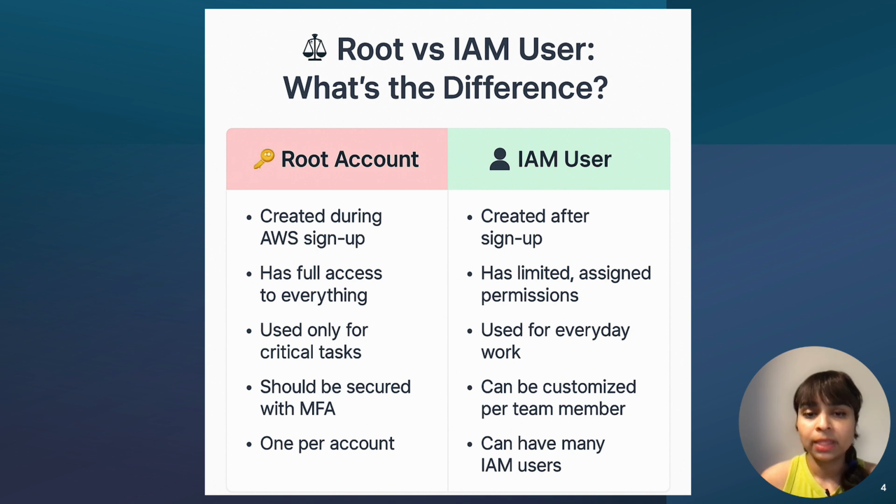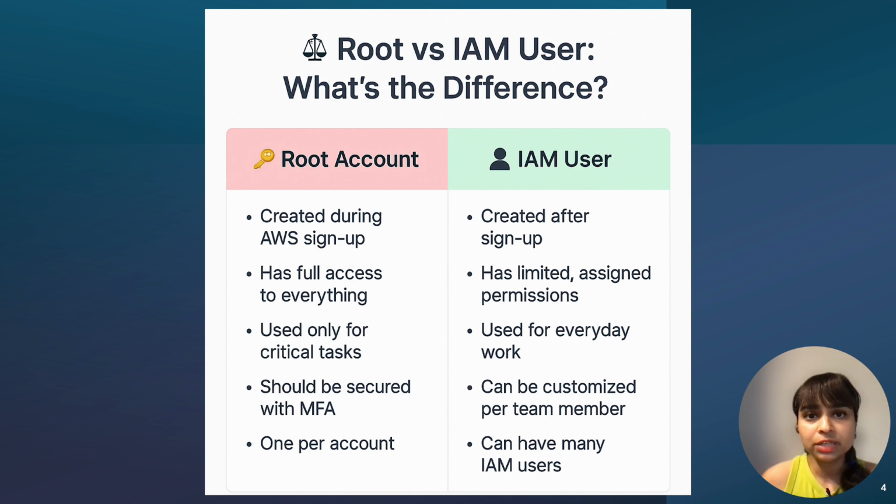IAM user. On the other hand, IAM users are created after signing up. You can have many IAM users under a single AWS account. IAM users get only the permissions you assign. For example, read only or full access to S3, which we will see, no access to billing. All those different permissions that you will assign, that is what IAM users will get. And lastly, IAM users are for everyday tasks like launching EC2 instances, uploading files, running code, etc.